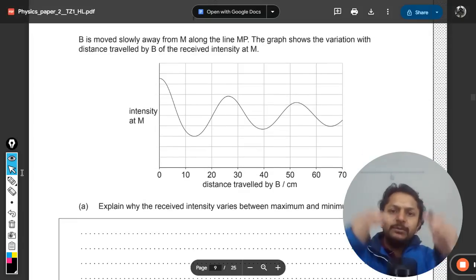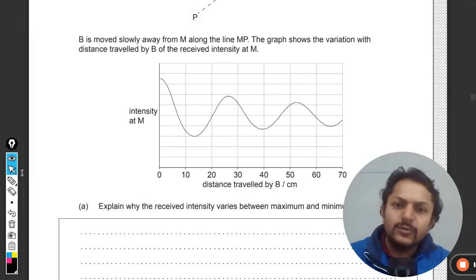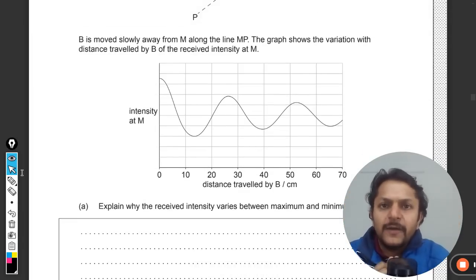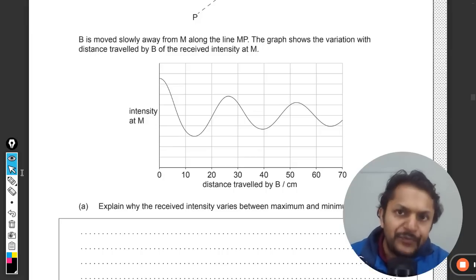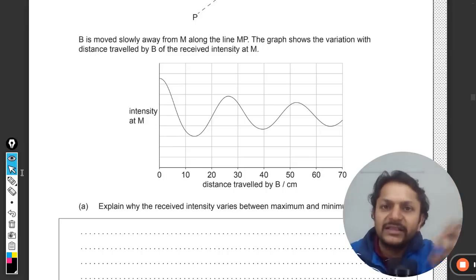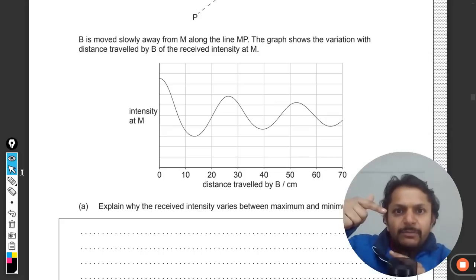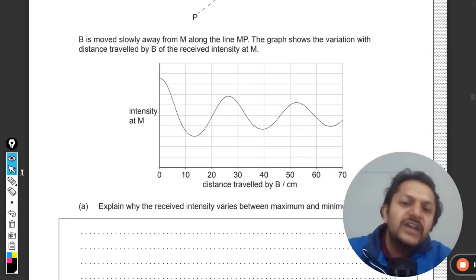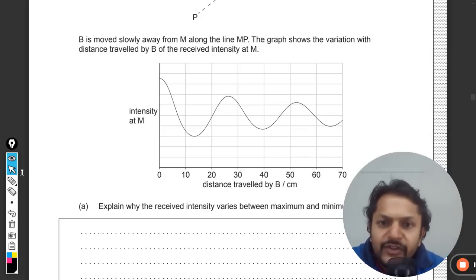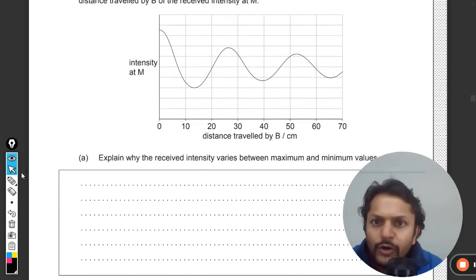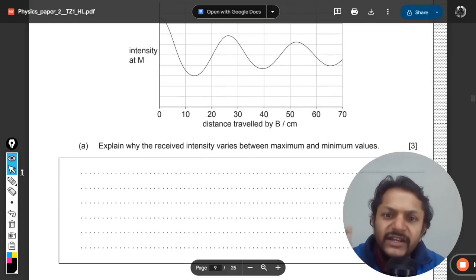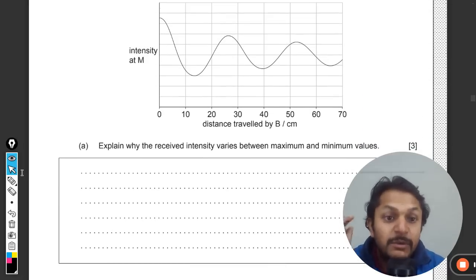Okay, so as B is moving away, this is the intensity that is recorded at the point M, which will be dependent on the path difference. So the distance traveled by B is actually equal to the path difference. I will be explaining with the help of the diagram, no problem. So this is the diagram here. Explain why the received intensity varies between the maximum and the minimum value.